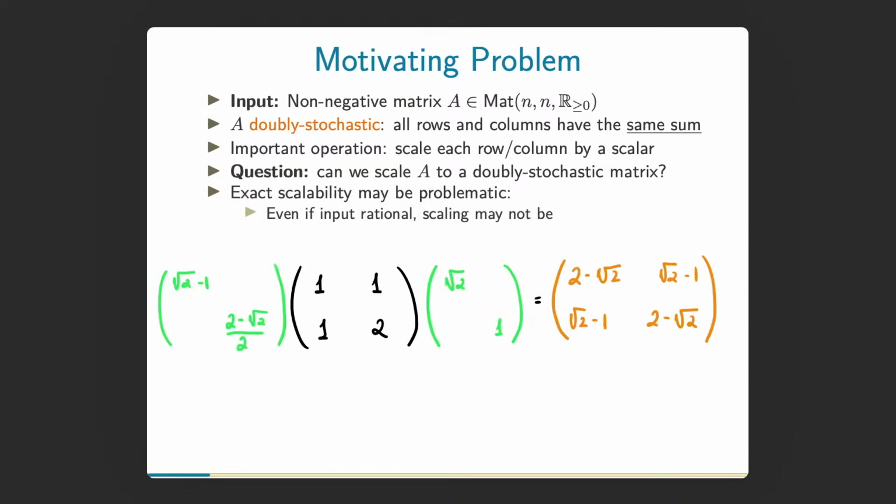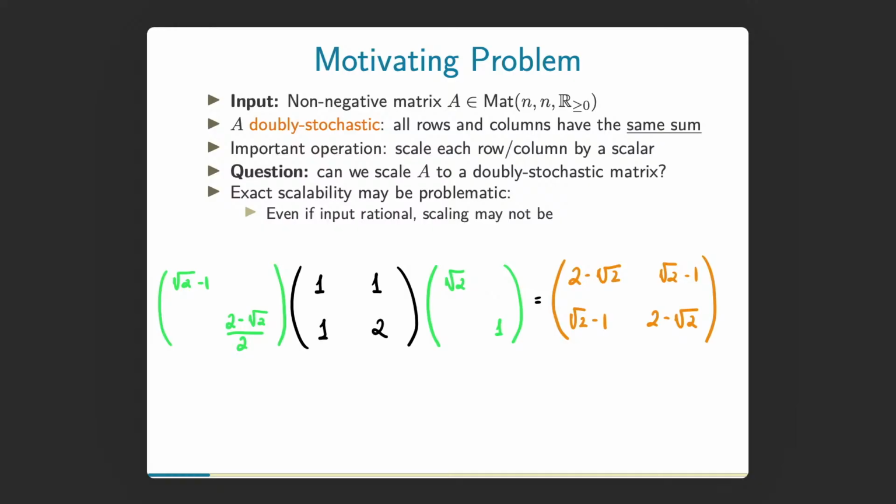Now, exact scalability may be problematic, especially if you care about numerics. Here's one problem: even if the input is rational, the scaling that takes you to doubly stochastic may not be. Here's an example: I give you 1, 1, 1, 2. The scaling to doubly stochastic, as you can see by doing the calculation, is 2 minus root 2, root 2 minus 1, root 2 minus 1, 2 minus root 2. So you cannot write this down with enough precision. It's just not rational. But this is a mild problem.